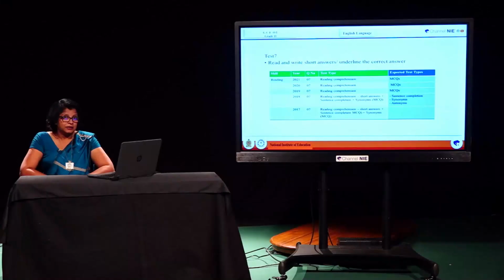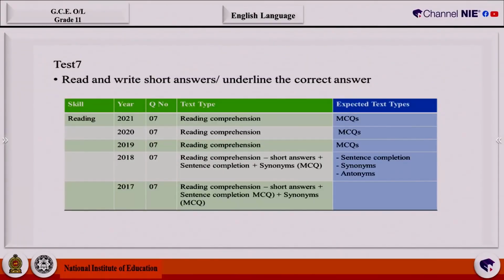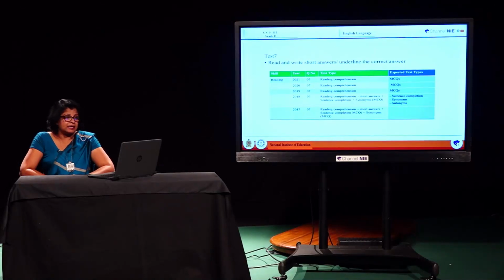For example, look at this table. I am starting from the bottom. 2017 reading comprehension. After the reading there are some short answers and then there's a sentence completion, and after that MCQs. In 2018 again you had to write short answers, you had to complete some sentences and then some MCQs. When it comes to 2019, 2020 and 2021, we find after this reading passage the students had to answer MCQs. So this is very easy. So you can read the paragraph and underline the most appropriate answer.